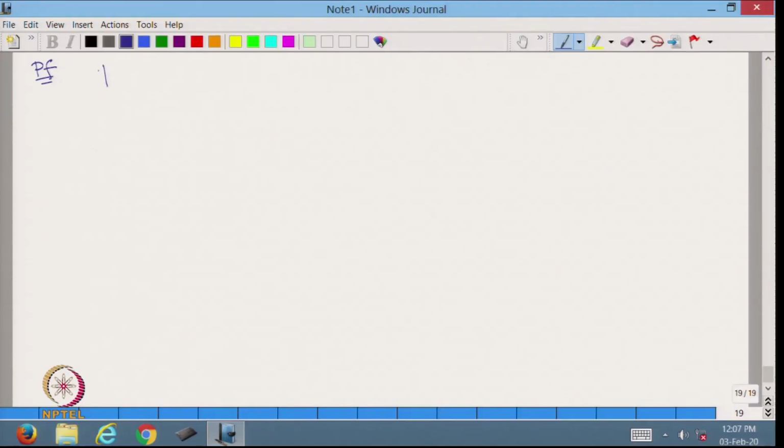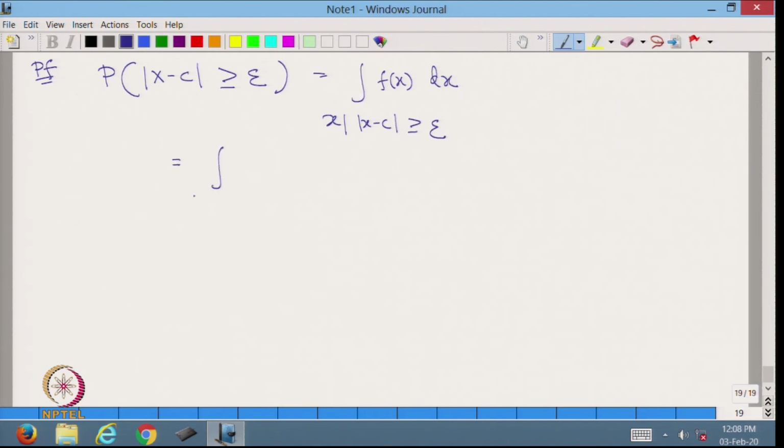Proof: probability modulus of x minus c greater than or equal to epsilon is equal to integration of f(x) dx on the space of x such that modulus of x minus c is greater than or equal to epsilon, which is equal to integral from minus infinity to c minus epsilon of f(x) dx plus integral from c plus epsilon to plus infinity of f(x) dx.